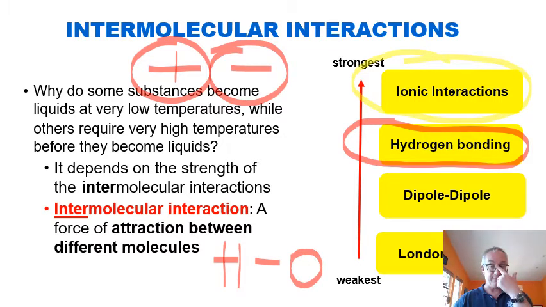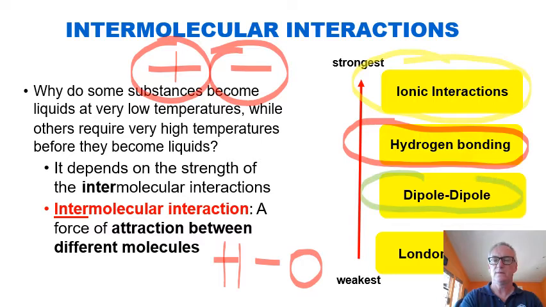So hydrogen bonding is for very, very polar bonds. Next we have dipole-dipole interactions. And dipole, we sort of remember what a dipole is. A dipole is a difference in polarity, a difference in electronegativity between two atoms in a bond. And so that is a dipole.